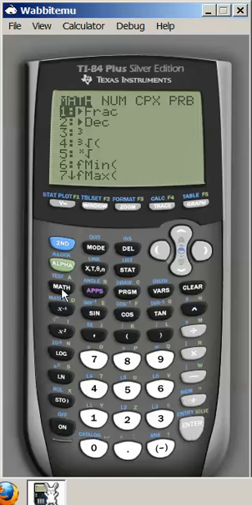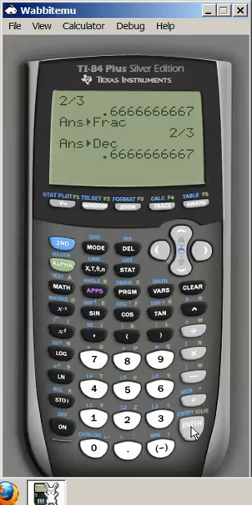Now, if I had a fraction and I wanted to convert it to decimal, it would do that. It comes up as a decimal on its own, so you very rarely would have to use that particular button. However, it is there. Convert to fraction, far more likely to need to use that.